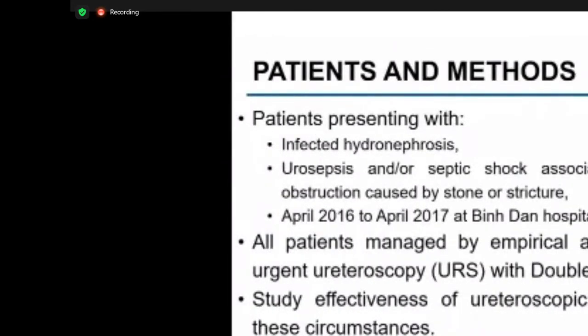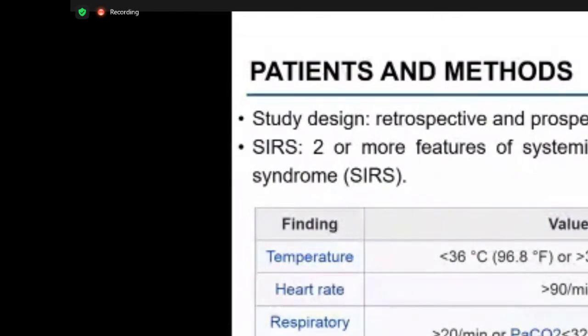In the study, all patients admitted to Bình Hospital presenting with infected hydronephrosis, urosepsis, and/or septic shock associated with renal or ureteral obstruction from April 2016 to April 2017 were chosen. All of them were managed with empirical antimicrobial therapy followed by urgent ureteroscopy with double J stent placement. The study was designed as a retrospective and prospective case series report.